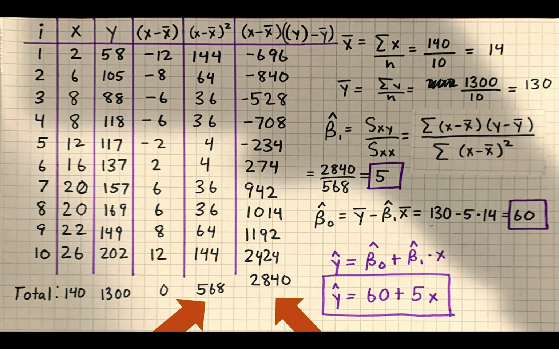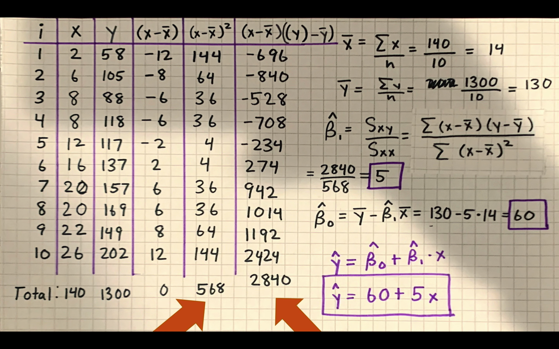We know that beta 1 hat is equal to SXY over SXX, which we have through this chart. We know that SXY is equal to 2,840 and SXX is equal to 568, which gives us a value of 5 for beta 1 hat. Now that we have beta 1 hat, we can use this information to solve for beta 0 hat. By plugging in this information, we find that beta 0 hat is equal to 60.